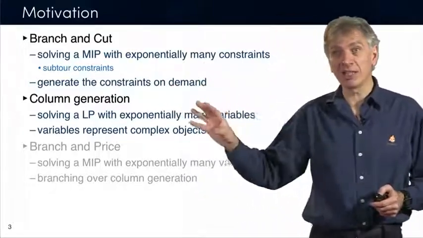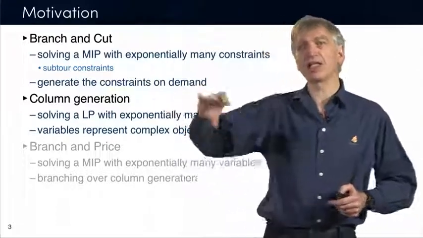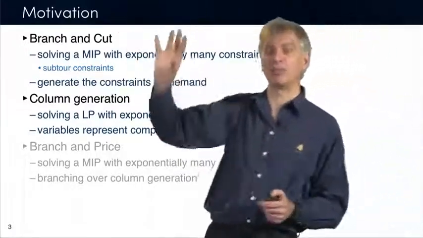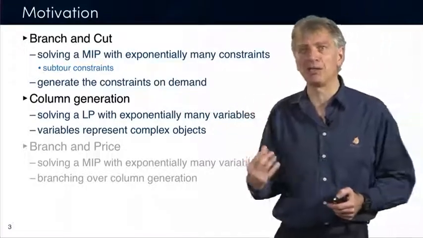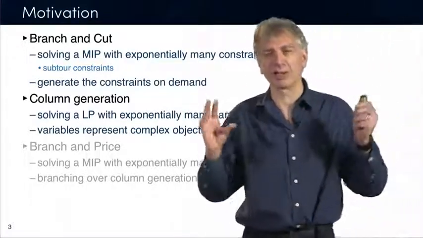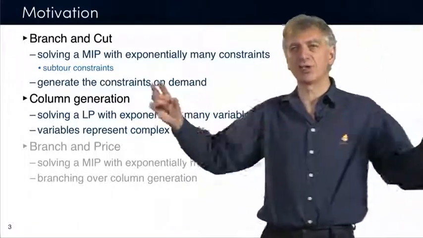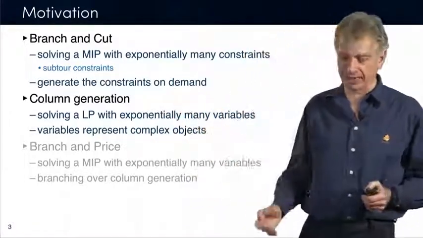It's the same idea but reverse, right? So instead of having exponentially many constraints, we're going to have exponentially many variables. Okay, and so we want to solve this LP with exponentially many variables. Okay, wow, that looks crazy, right? But of course, we won't list all these variables. We're going to generate them on demand again, right?